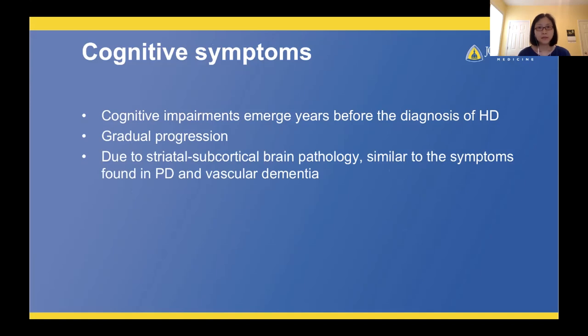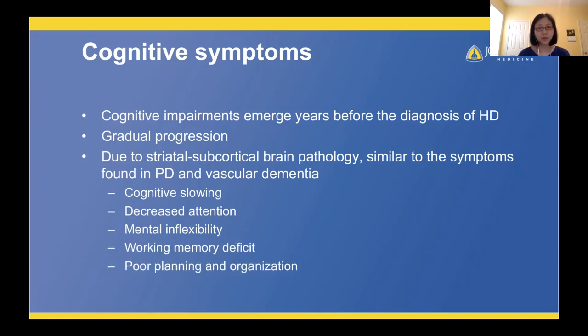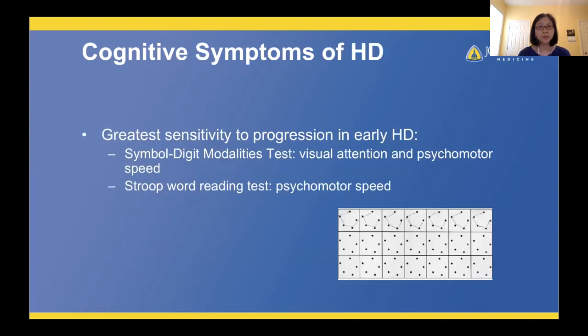And the types of cognitive symptoms, again, these executive function problems, sort of the striatal subcortical problems, are similar to what you would see in Parkinson's and vascular dementia. So there's cognitive slowing, problems with attention, mental inflexibility, working memory problems, and poor ability to plan and organize. So clinically, the symbol digit modalities test is a test of visual attention and psychomotor speed, and the Stroop word reading test tests psychomotor speed. These two have the greatest sensitivity to progression in early HD.